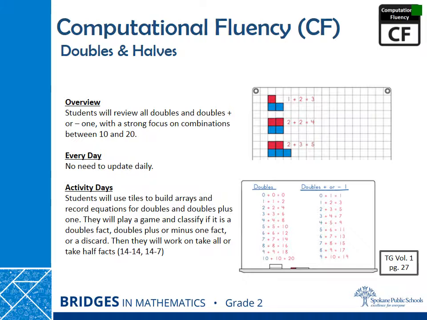Computational Fluency this month focuses on reviewing doubles and doubles plus or minus 1. Students will use tile arrays to investigate these types of facts. Then the class will play the doubles up game, in which they classify facts as doubles, near doubles, or others, which are discards in the game. After several doubles activities, they will end the month by reviewing take all and take half facts and completing the corresponding scouted out page.